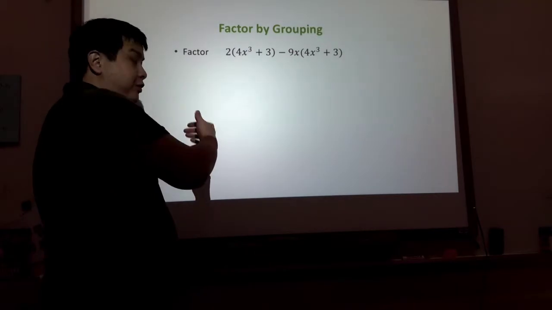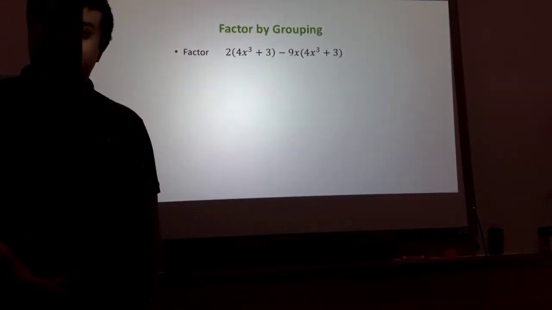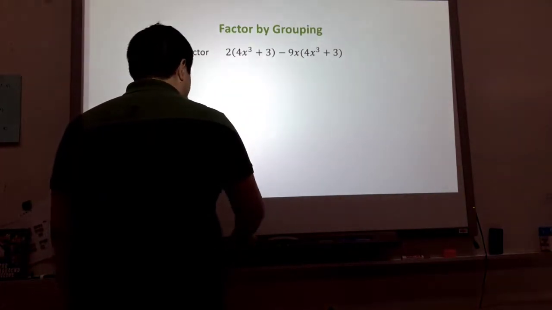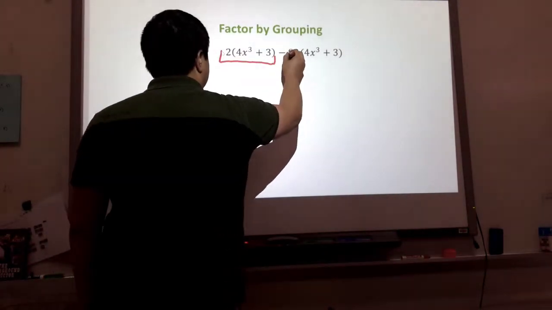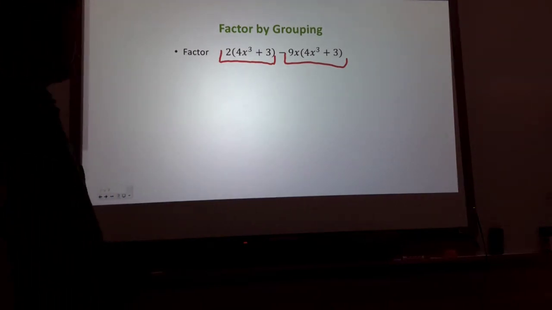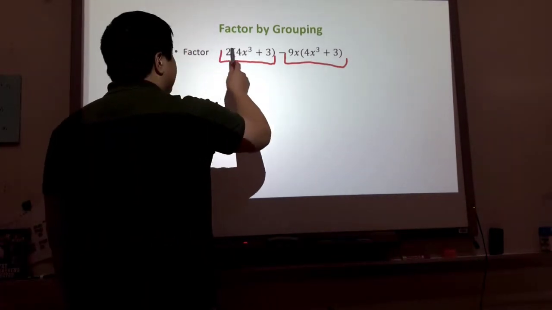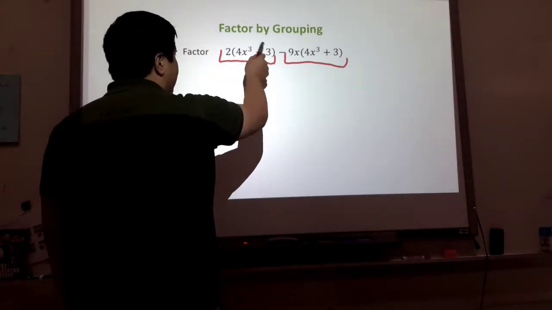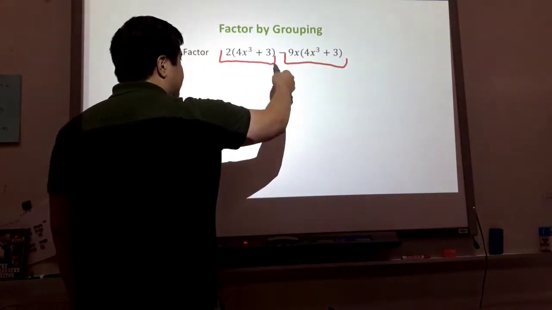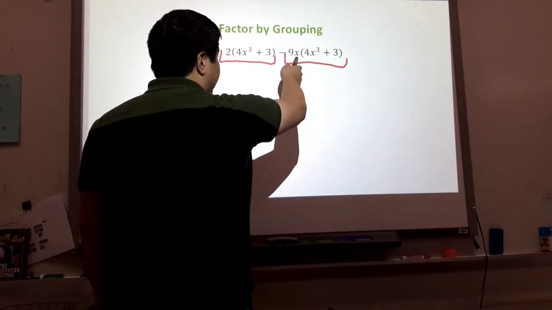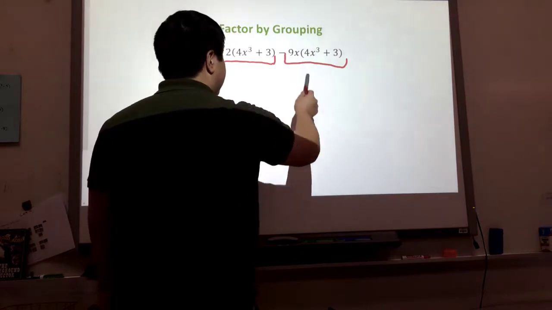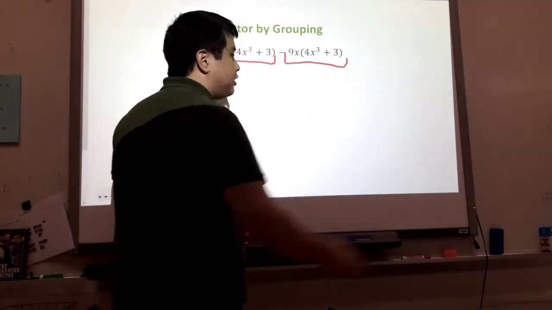This is an example of a problem that we've done previously, where the first term is right here, and the second term is right here. The factors of the first term are 2, that's the first factor, and the second factor is this binomial right here, 4x to the third plus 3. In the second term, the factors are negative 9, x, and the third factor of this term is 4x cubed plus 3.